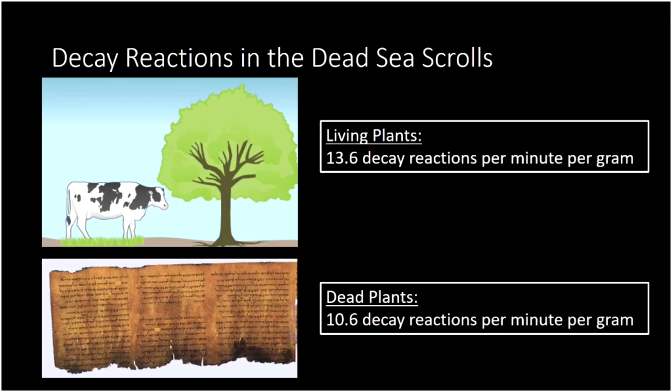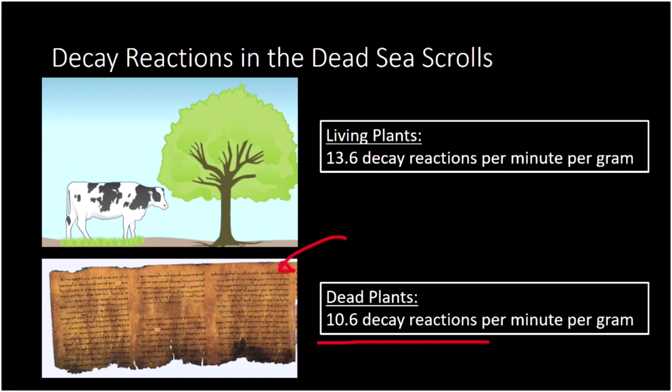So let's take a look at a specific example. If you look at living organisms, living plants, say this tree, 13.6 decay reactions per minute per gram, like we've said. Now let's say we come across a really old text that turns out to be called the Dead Sea Scrolls. It's a collection of writings which include the Old Testament of the Bible that were written by the Dead Sea long ago. And you might want to know, okay, well, when were they written? Well, what you can do is take a Geiger counter and measure how many decay reactions they're undergoing. Turns out they're undergoing 10.6 decay reactions per minute.